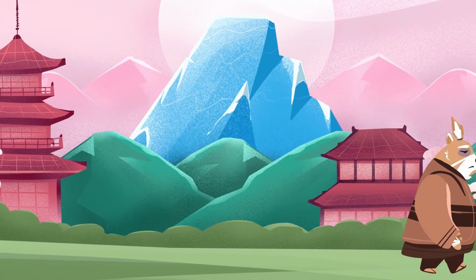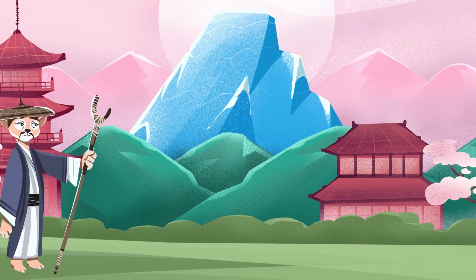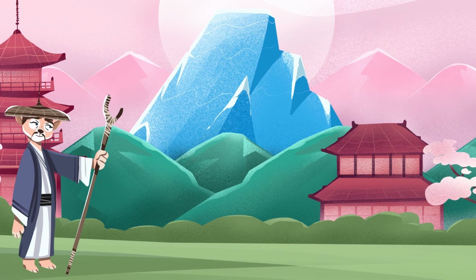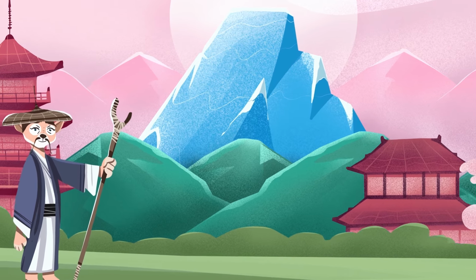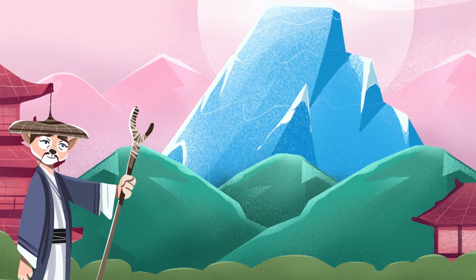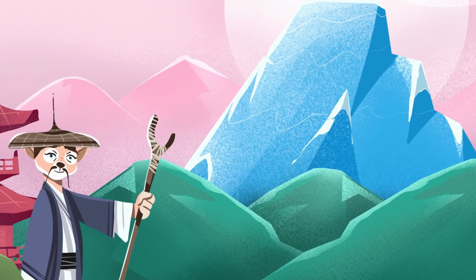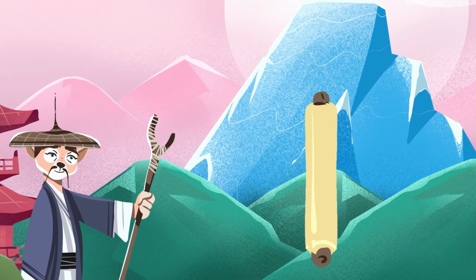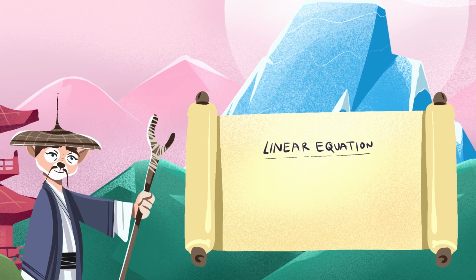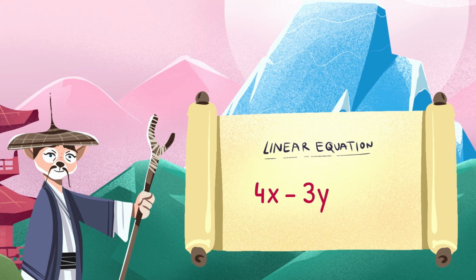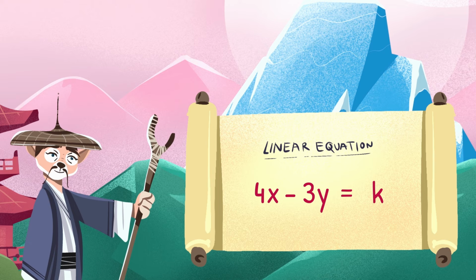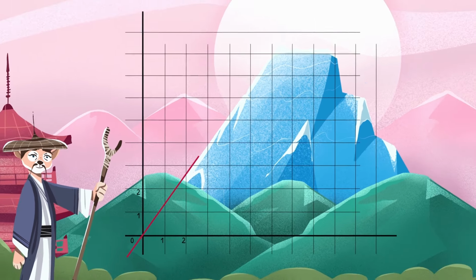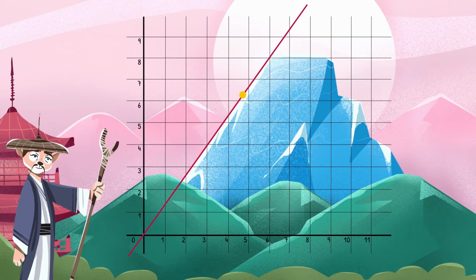In the face of this crisis, an unlikely hero emerges, a math professor called Shifu, who knows of an ancient Kung Fu academy carved into the nearby mountain. The edge of the mountain is represented by the linear equation 4x minus 3y equals k. Given that the Kung Fu academy lies on the mountain itself, the ordered pair denoting its coordinates will be a solution to the mountain's linear equation.